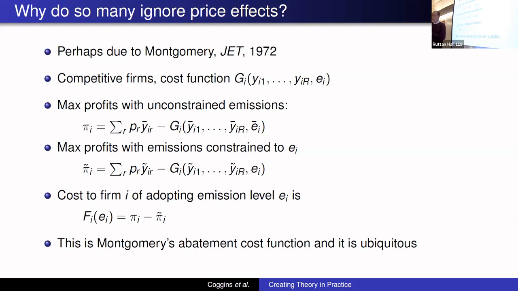But here's a famous paper from 1972 in which a guy called Montgomery wrote an article for JET. It was his dissertation, making claims establishing that a trading system for pollution, a cap and trade system, has wonderful properties mathematically. And the way he built the model was to say, without regulation, polluting companies produce a bunch of outputs. They have a cost function, and it also depends on emissions. Their profit is revenue minus cost with a bar. And then the EPA comes along, or somebody who changes E and tells them you must pollute less. They reorganize their operation, they produce a new vector of outputs, and they get a different profit. And the difference between them is Montgomery's abatement cost function.